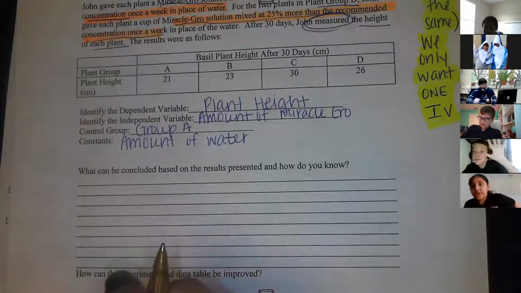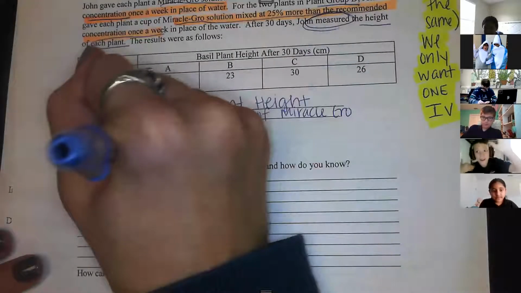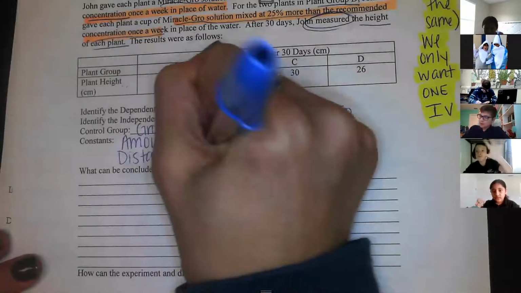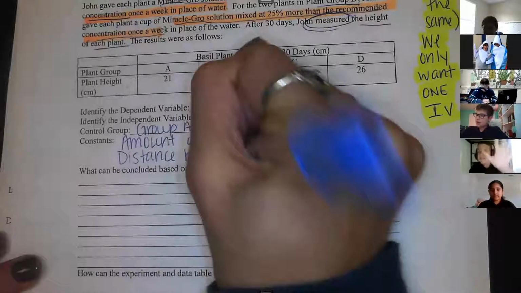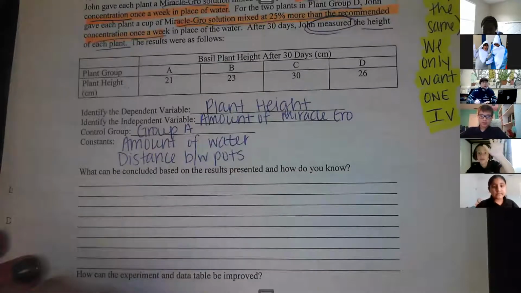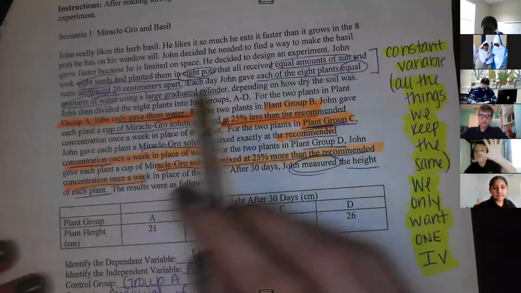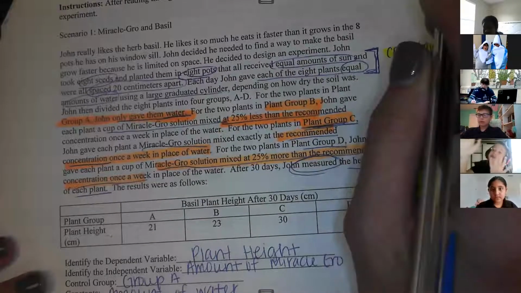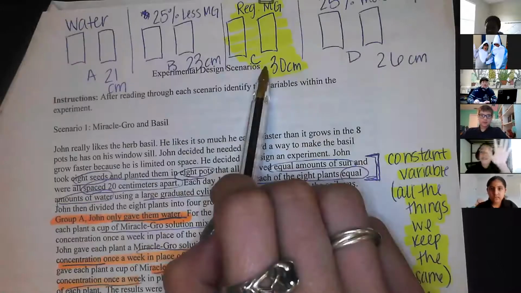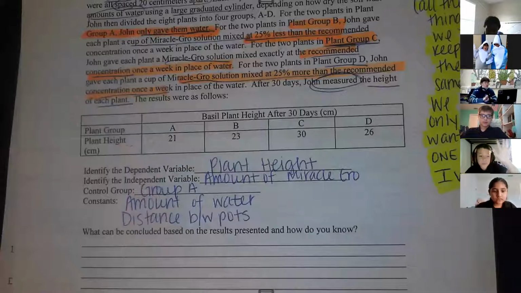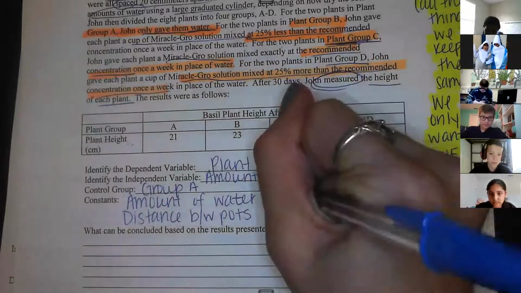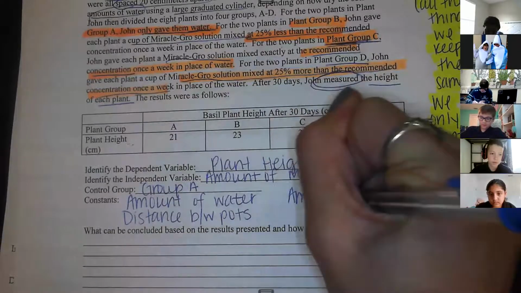The distance between the pots. Yep, the distance between the pots. What else, Caleb? The amount of water. We said the amount of water. What else? The how much Miracle Grow. No, we changed the amount of Miracle Grow. What is it, Alejandro? The amount of plants in each group. Ooh, that's a good one. I didn't even think about that. The amount of plants in each group.